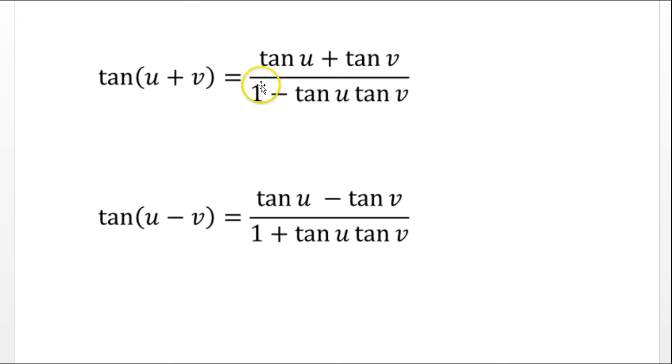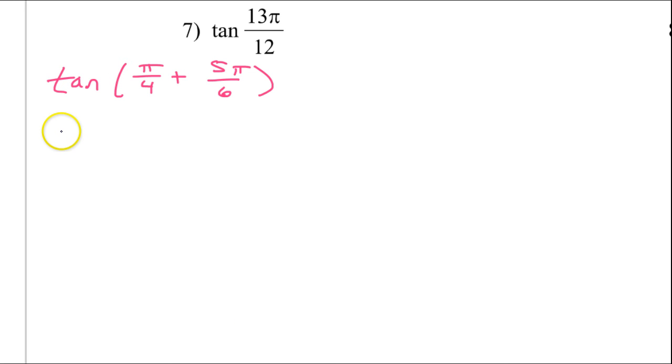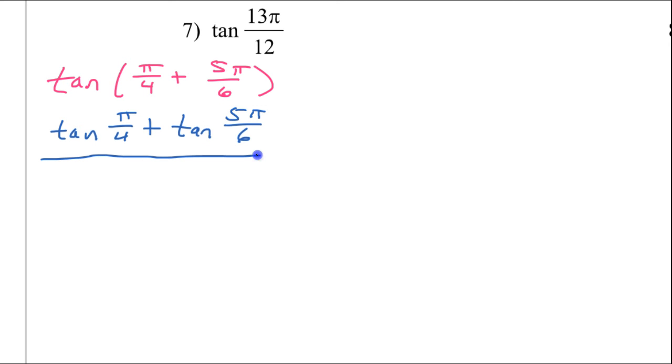Alright, so the tangent of a sum, I'm going to use this formula right here. So this is going to become the tangent of pi over 4 plus the tangent of 5 pi over 6, all over 1 minus tangent pi over 4 tangent 5 pi over 6. So the tangent of pi over 4 is 1. And let's see, the tangent of 5 pi over 6.